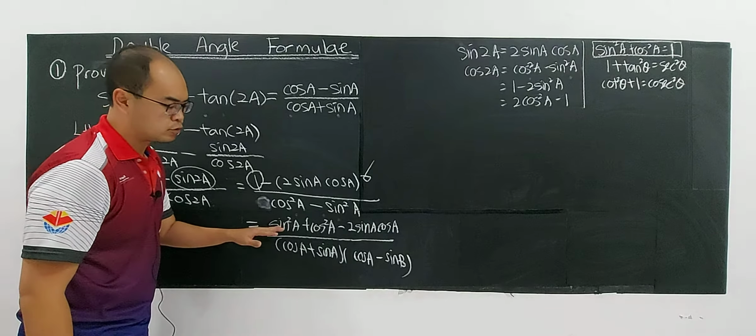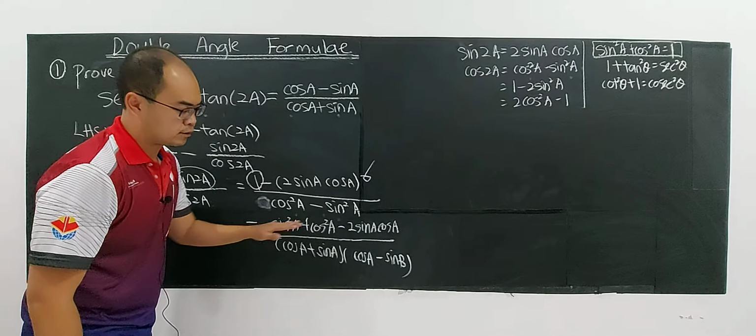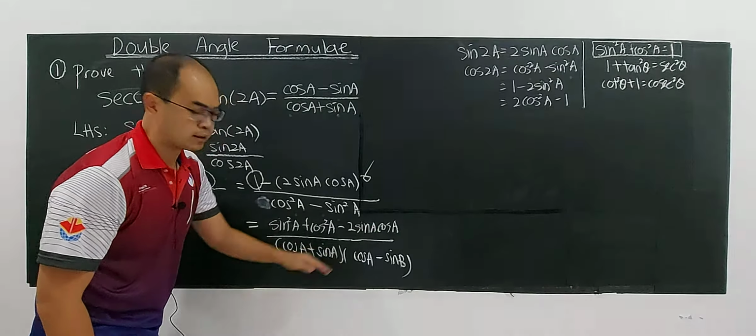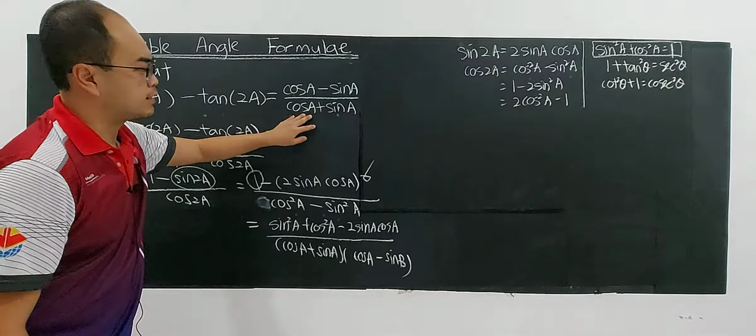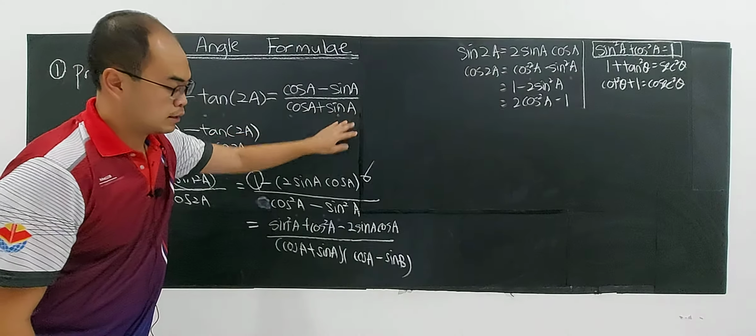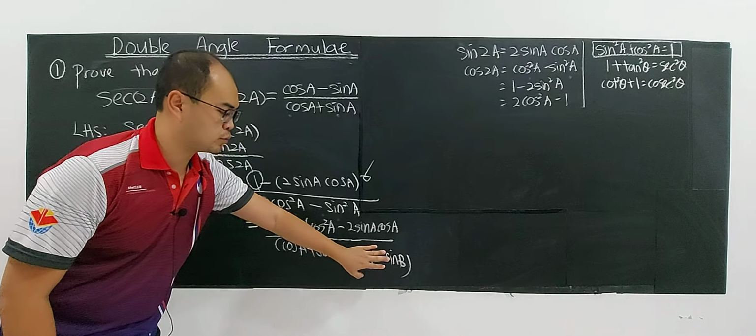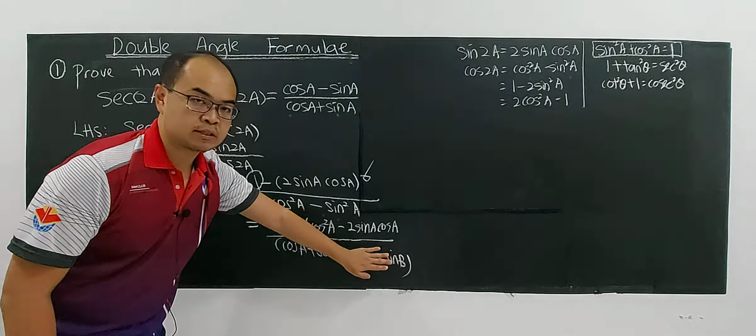The reason is I try to factorize this so that I can cancel out one of the factors here, right? Because you see that finally there is only cos A plus sine A. There is no cos A minus sine A. Means something happened here, right? So we want to cancel out this thing.